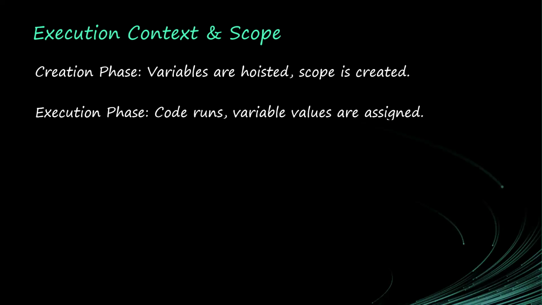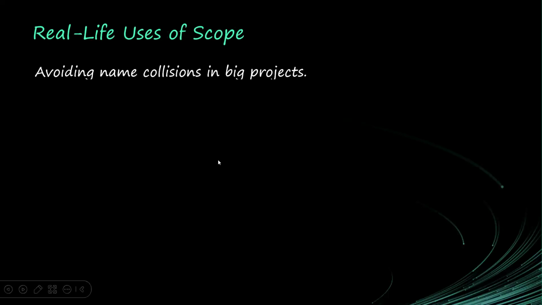This is somewhat advanced, okay? But try to understand as much as you can. So variables are hoisted during the creation phase, and the scope will be created. When the code runs, that is when the variable value will be assigned.